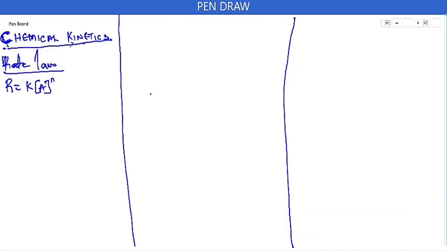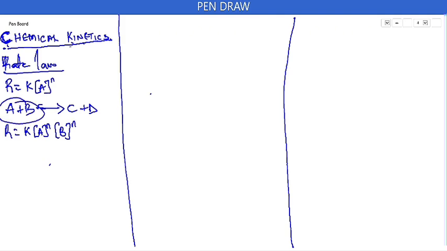We wrote our rate law like this, but don't forget that if we have maybe two reactants, A and B, giving us C plus D, our rate law will be written as rate equals K open bracket A raised to power n and B raised to power m, because it's directly proportional to the concentration of the reactants. It can be more than one reactant.